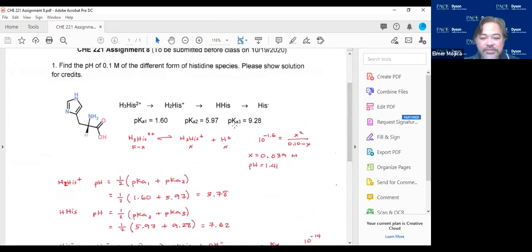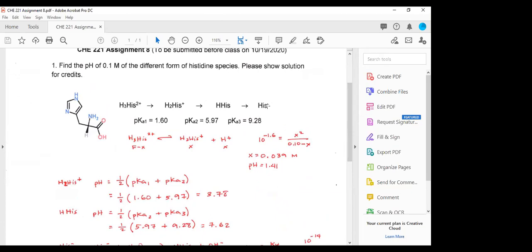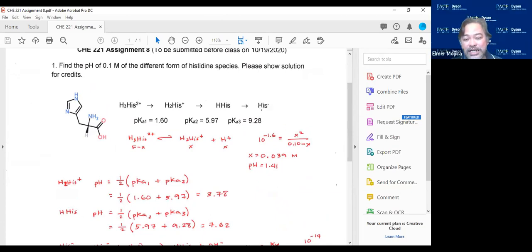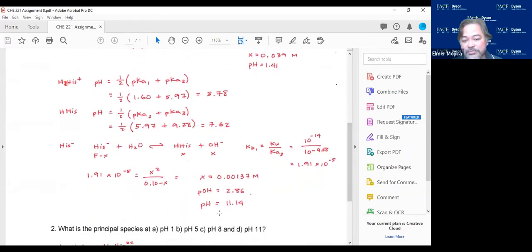And the last one that you have here will act as a base. To get the Kb, you have to get which Ka? You're going to use Ka3 to get Kb1. So Kw divided by Ka3 gives you Kb1, and you treat this as a weak base. You will get a pH around 11.14 for 0.1 molar histidine in the most negative form.